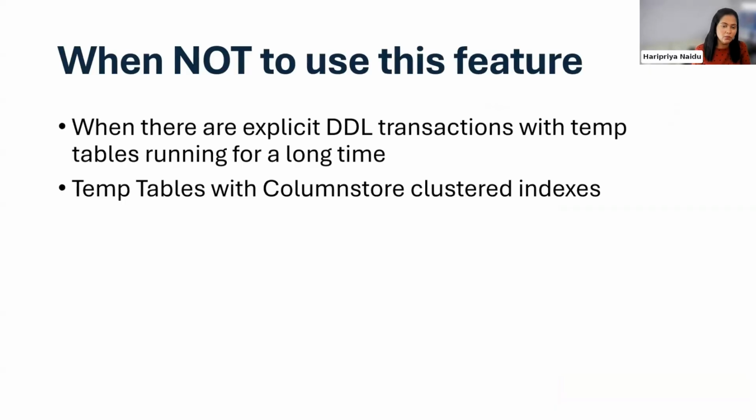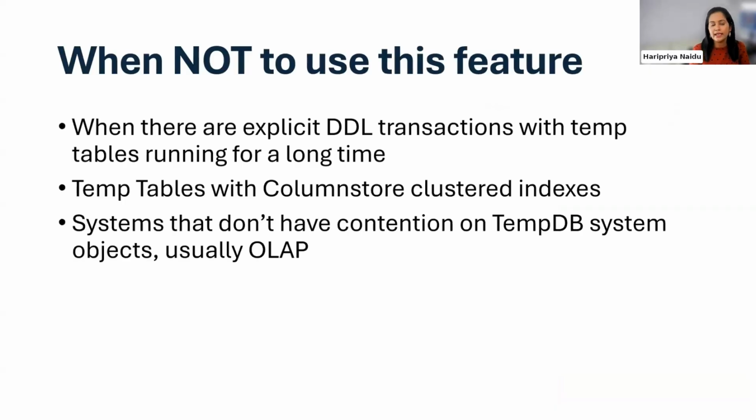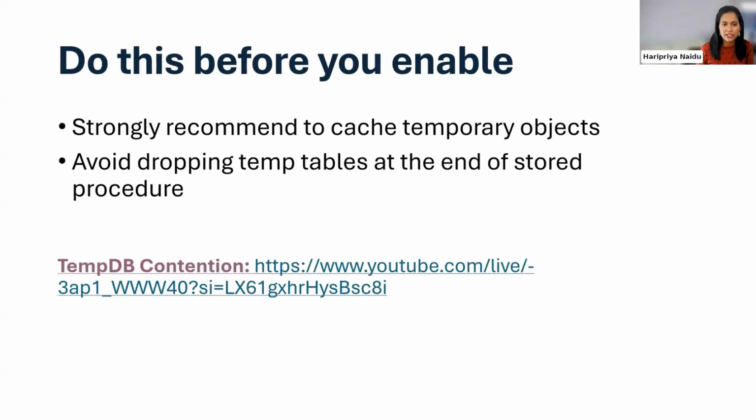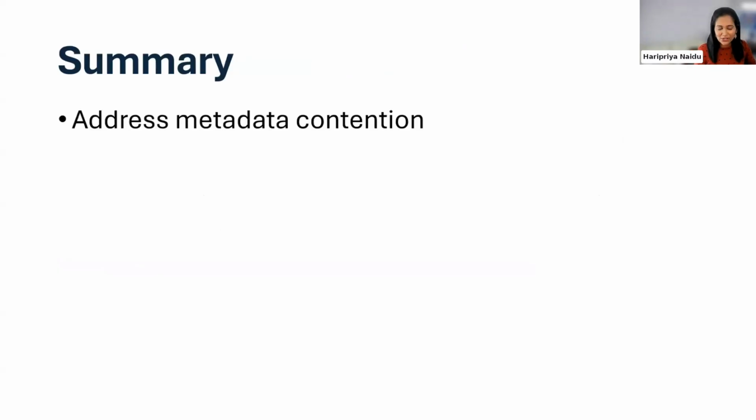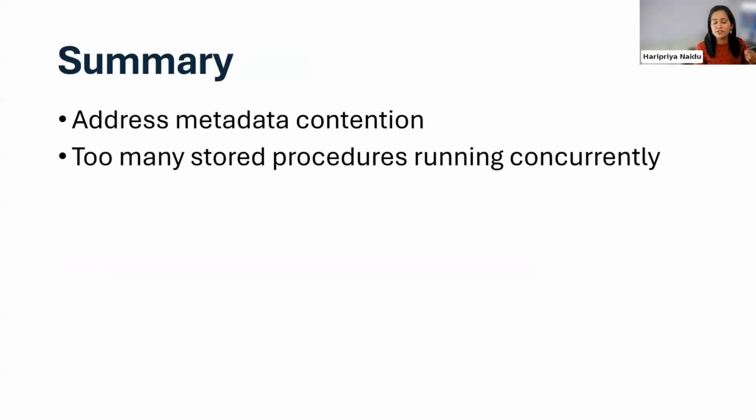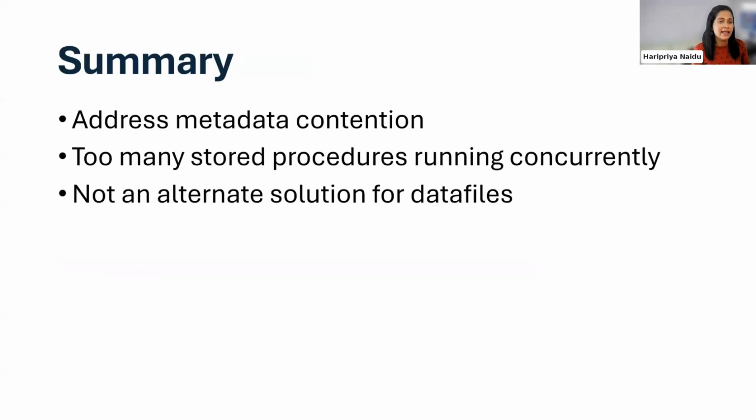Otherwise, you can refactor your code, and that way you can enable the feature, all right? And I've usually not seen this feature enabled on OLAP systems because you don't have a lot of metadata contention, as there are no concurrent executions of too many stored procedures on OLAP. Before you enable it, I really recommend you cache your temporary objects and avoid dropping the temp tables at the end of the stored procedures. I've talked a lot about it in my previous session on TempDB contention, and you can take a look at it if you're interested. So the summary here is, this feature addresses metadata contention, especially when you have too many stored procedures running concurrently. And this is definitely not an alternate solution for data files.